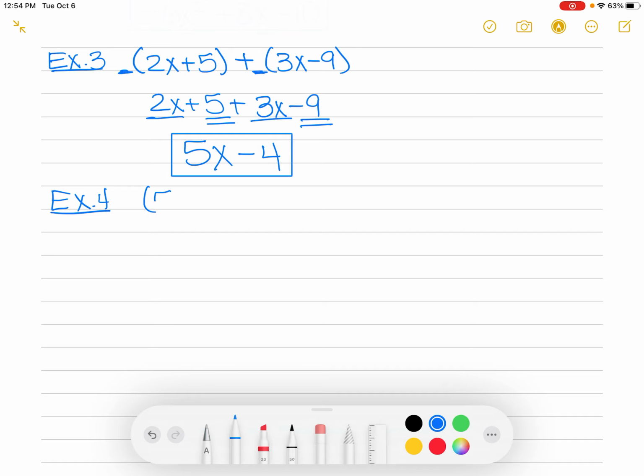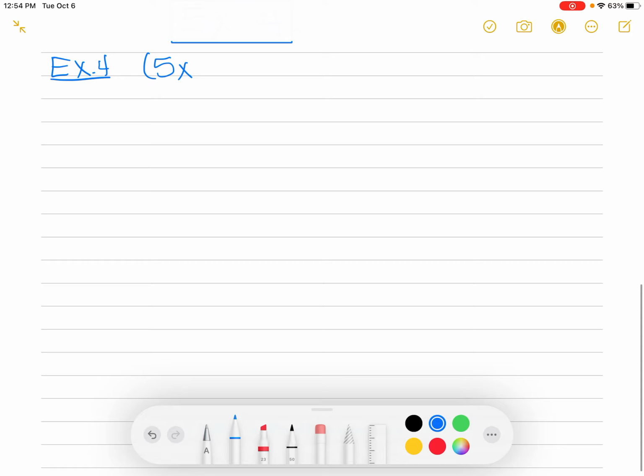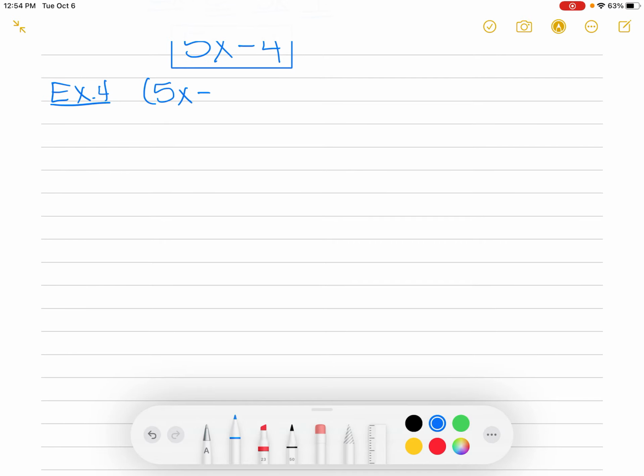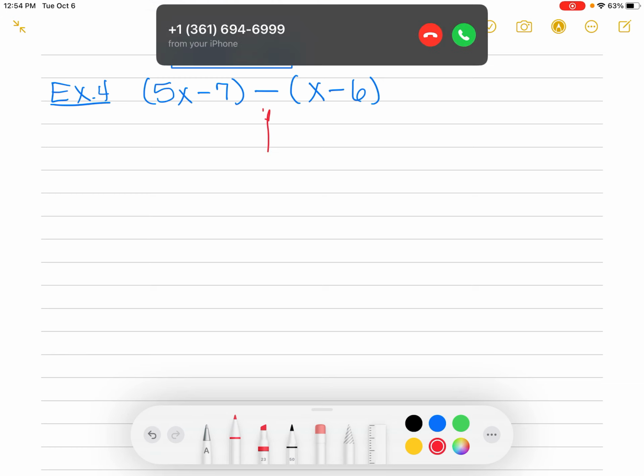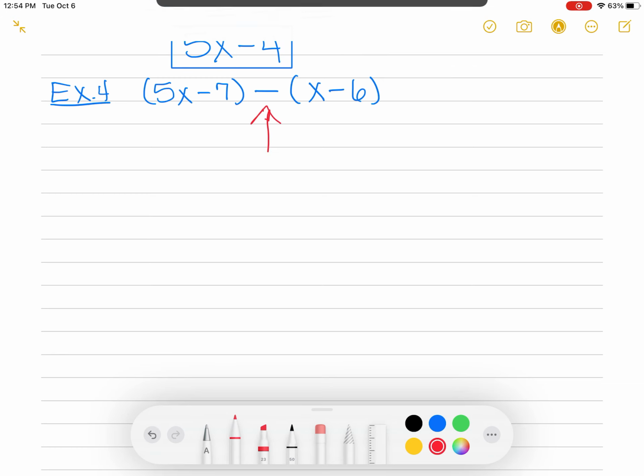So watch what gets kids tripped up on example 4. I'm going to have (5x minus 7) minus (x minus 6). Here's the problem: this minus sign right here. You are supposed to distribute that minus, or negative, remember it's a negative sign, out to everything inside of this parentheses because it's in front of it.